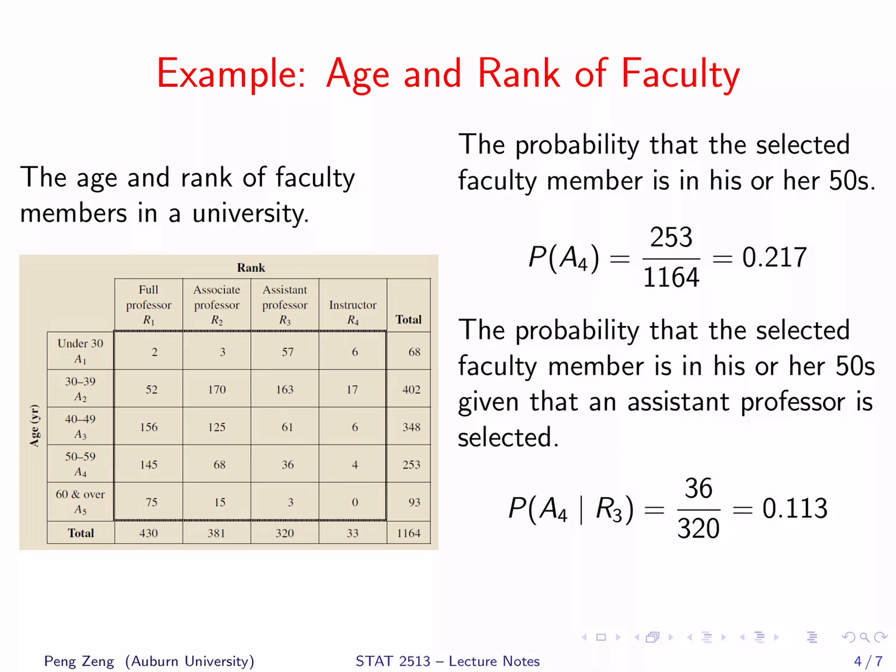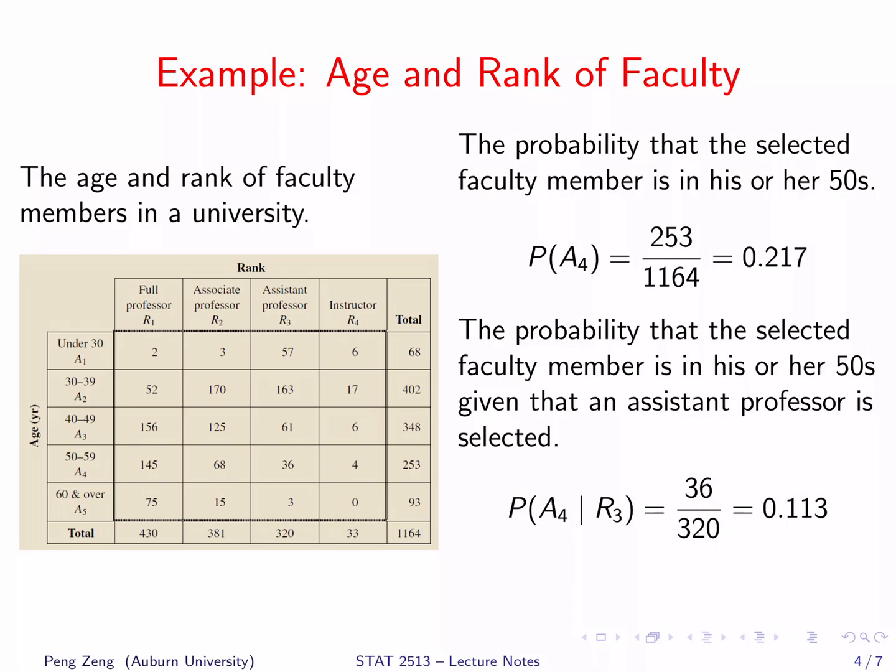The calculation of conditional probability appears frequently in a contingency table. This contingency table shows the frequencies for age and rank of faculty members in a university. What is the probability that the selected faculty member is in his or her 50s? This question asks for a marginal probability. We need to check the row total. There are 253 faculty members in their 50s. Therefore, the marginal probability is 253 over 1,164, which is 0.217.